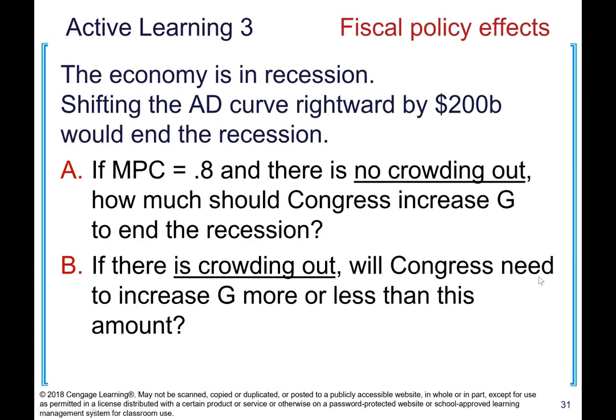Active learning number 3, fiscal policy effect. The economy is in recession. Shifting the aggregate demand curve rightward by $200 billion would end the recession. Number A, if MPC is equal to 0.8 and there is no crowding out, how much should Congress increase government spending to end the recession? Number B, if there is crowding out, will Congress need to increase government spending more or less than this amount?